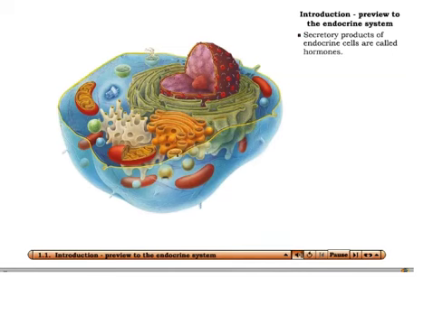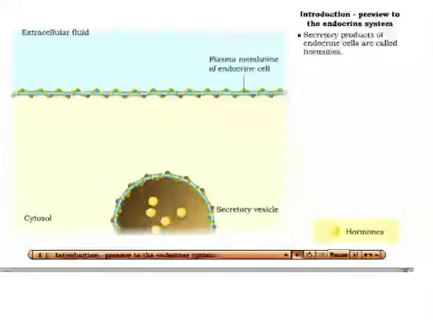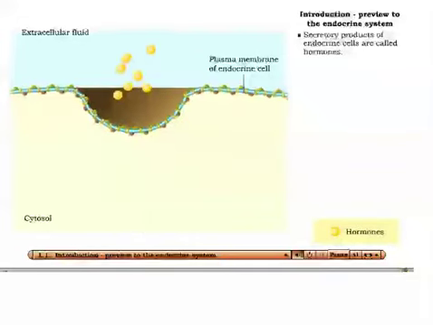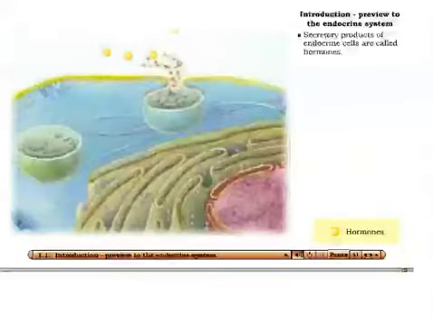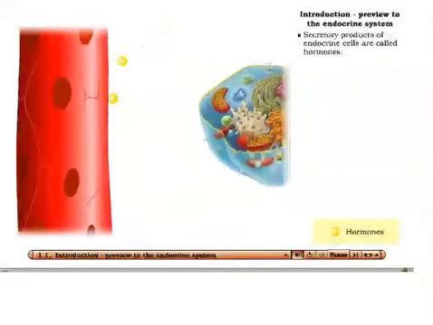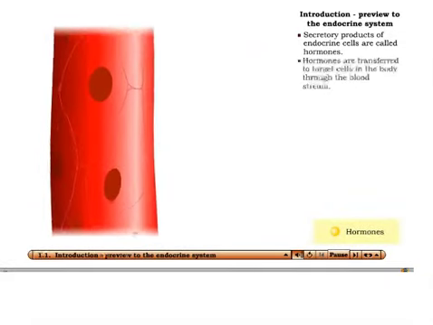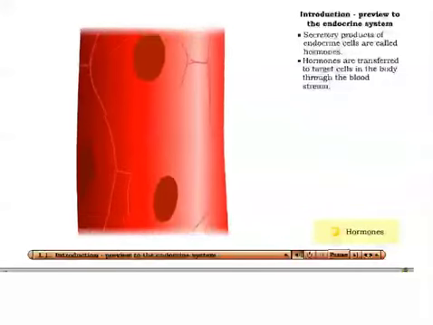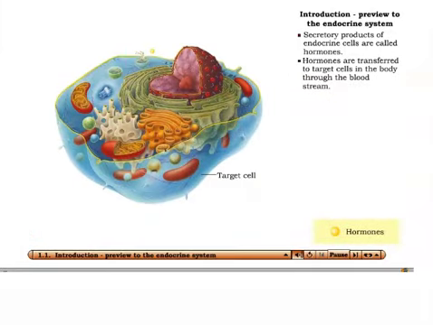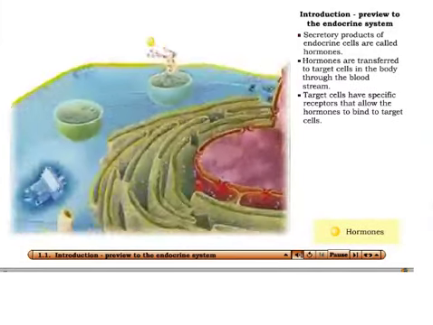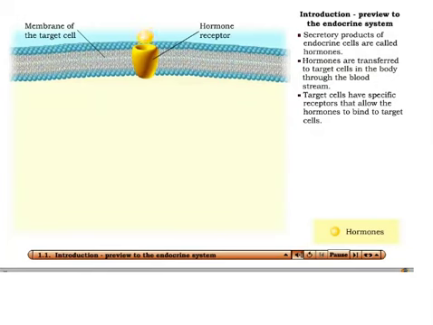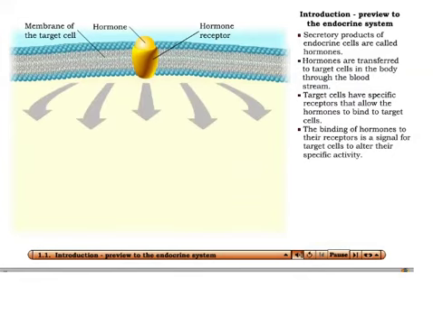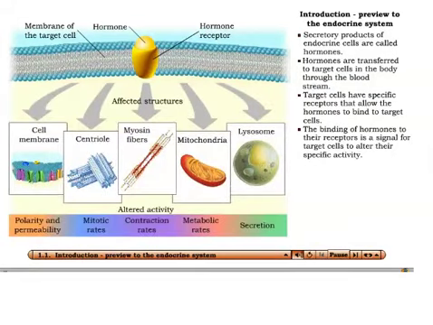Secretory products of endocrine cells are called hormones. Secretory vesicles release the hormones into the extracellular fluid via the process of exocytosis. The hormones are transferred to other cells in the body. These are called target cells. Specific receptors in the plasma membranes of the target cells permit the hormones to bind to the cells. When hormones bind to their specific receptors, they provide a signal to the target cell to alter its activity.